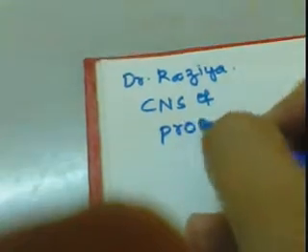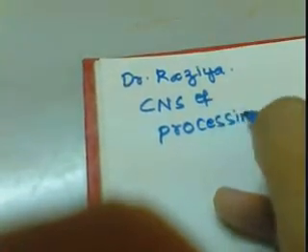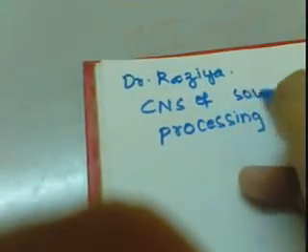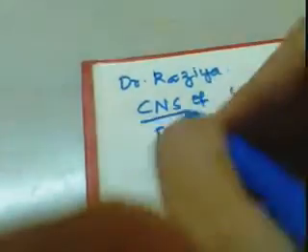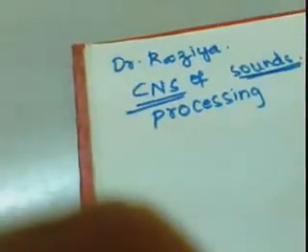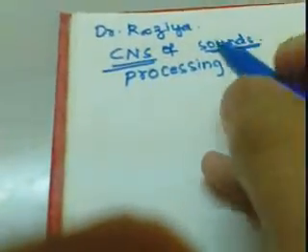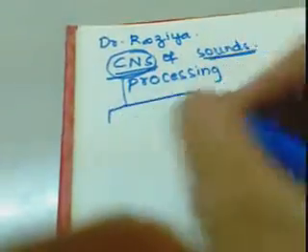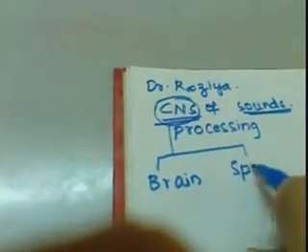CNS processing of sounds. Okay, how does the CNS process the sounds? Here CNS means central nervous system. That means brain and spinal cord.